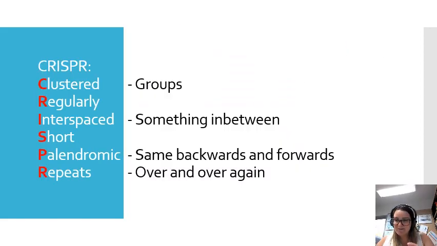CRISPR, this is the part that helps, I guess, the bacteria cell find that specific sequence. So a CRISPR is a sequence of DNA within the genome of the bacteria cell itself. CRISPR stands for clustered, regularly interspaced, short palindromic repeats. The clustered part means that there's groups of them. Regularly interspaced means that there's something in between them. Short palindromic repeats means that it's the same backwards and forwards. And obviously repeat means that it happens over and over again.